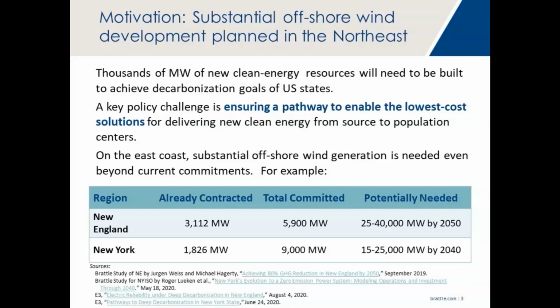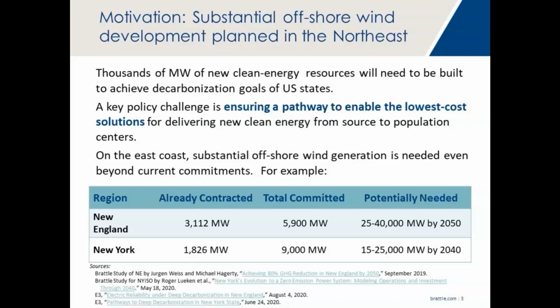But the states have much bigger goals than that, with an 80% economy-wide decarbonization in both New England and New York. A lot more clean energy will be needed, and how much that will be is still being analyzed, but a number of studies have shown that just the offshore wind need for New England might range from 25,000 to 40,000 megawatts by 2050, and between 15,000 and 25,000 megawatts by 2040.